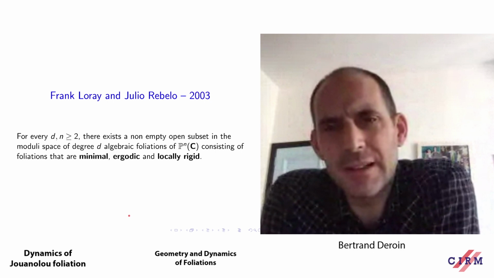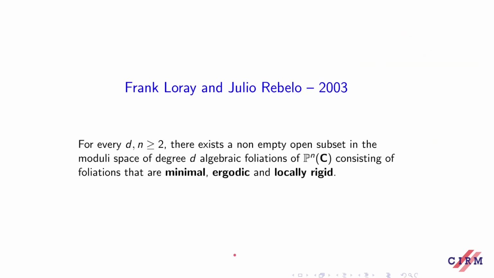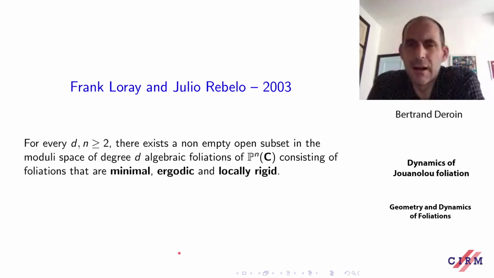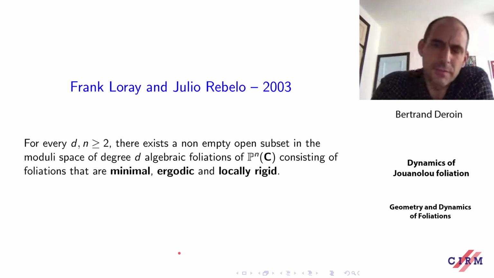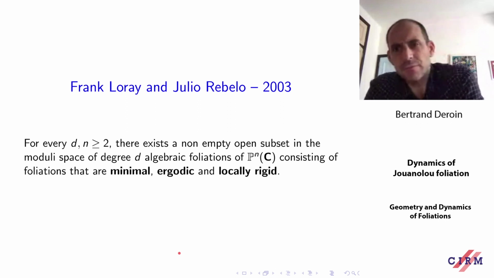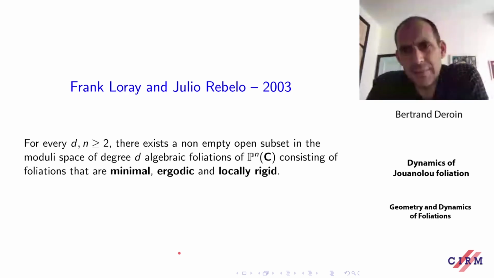So they proved that in this context, they were able to find a non-empty open set of the moduli space of degree D foliations of the n-dimensional projective space, which satisfies that all the leaves are dense, namely the foliations are minimal. They are ergodic in the same sense as what I was saying before, and locally rigid, also in the same sense as in the Ilyashenko theorem.